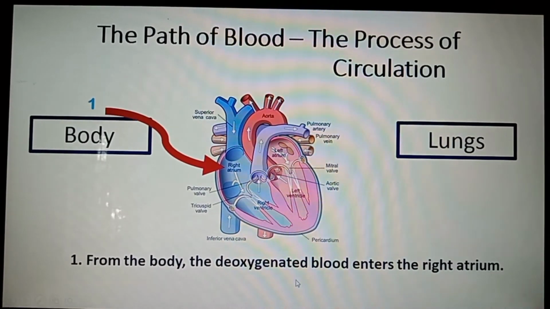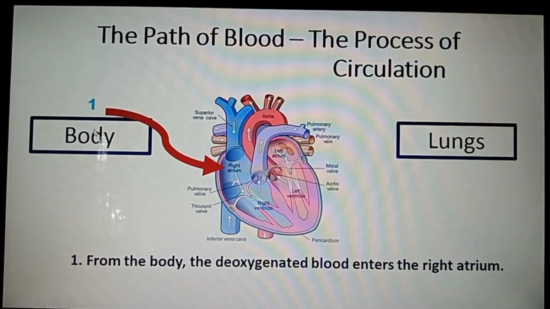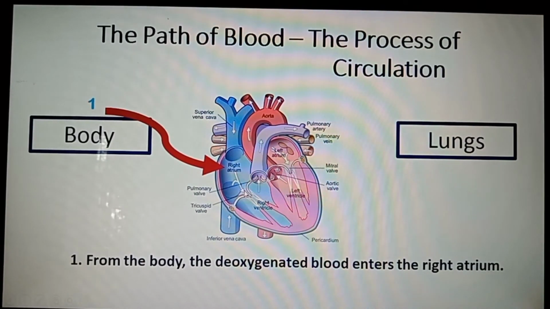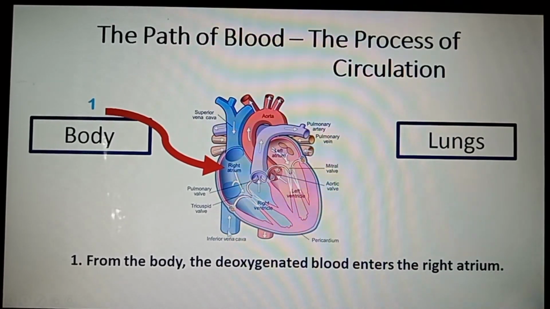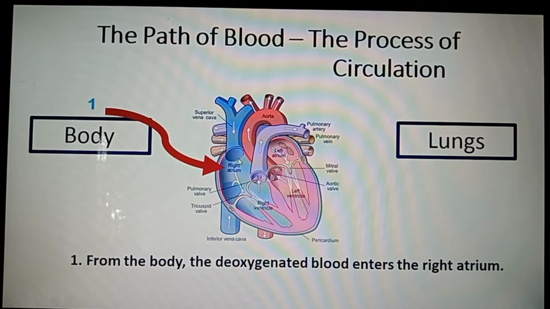Deoxygenated blood means dirty blood, impure blood, blood with carbon dioxide. And ang tanong dyan, sino nagdala ng dugo mula sa katawan papunta sa right atrium? Anong sagot? Of course, the superior vena cava and the inferior vena cava. And sino po yung magre-receive ng dugo? Anong chamber ng heart? Of course, the right atrium. Tama. Very good, children. Nasusundan si ma'am.